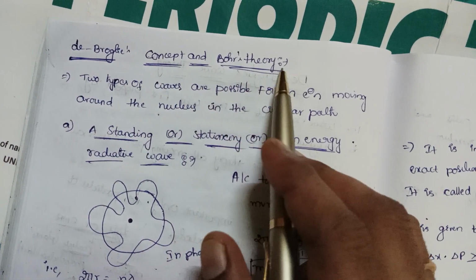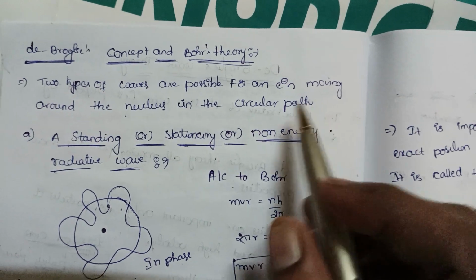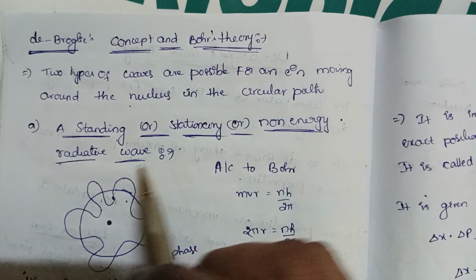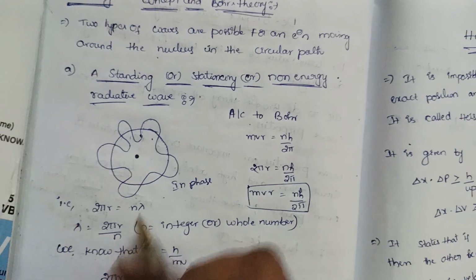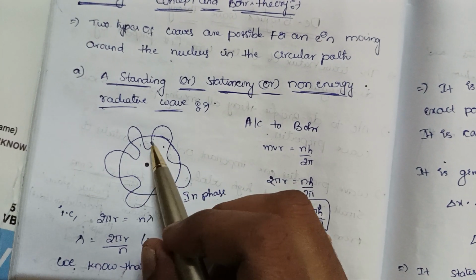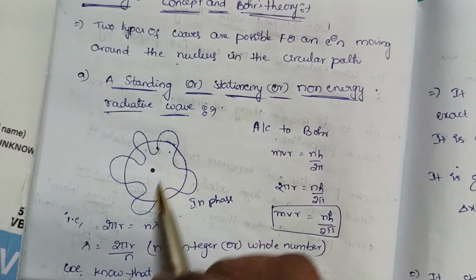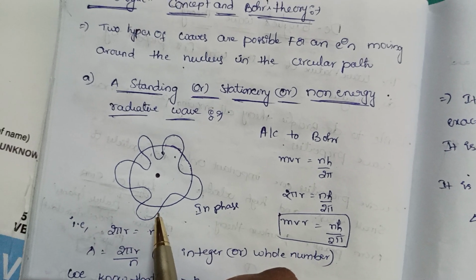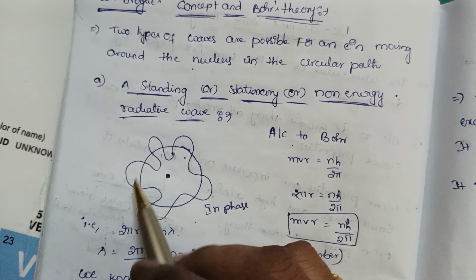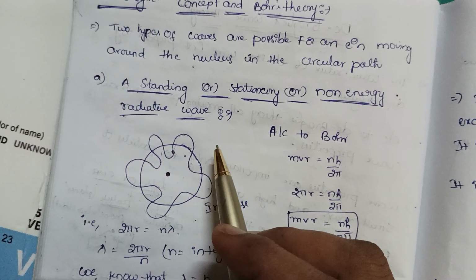De Broglie's concept and Bohr's theory. Two types of waves are possible for an electron moving around the nucleus in a circular path. The first one is the standing wave, stationary wave or non-energy radiating wave. If we take the nucleus, the electron moves around the nucleus like a wave. Here no starting and end point is observed. It means that 2 pi r equals n lambda. The electron revolves around the nucleus in a particular orbit. It means no loss of energy, no gain of energy. Neither loses energy nor gains energy.